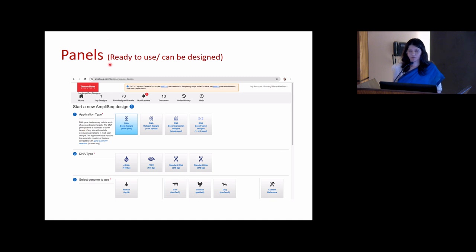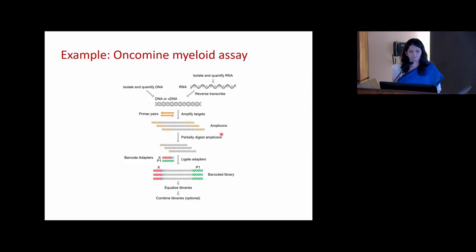So ready-to-use panels we can start with, whoever is starting, but we can also design our own panel. They have a tool, ampliseq.com/designer, where you can design your own templates and have the panels. Just to look at how we proceed: this is from their myeloid panel, which has both DNA and RNA sequencing. For every sample you'll need to have DNA and RNA both extracted, and then of course the RNA will need to be reverse transcribed to cDNA.